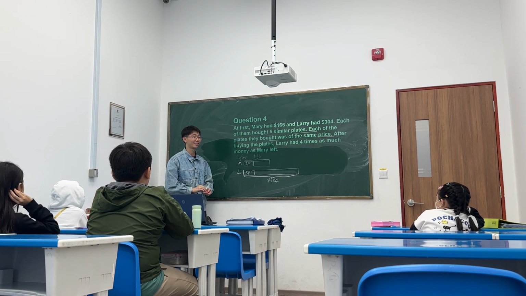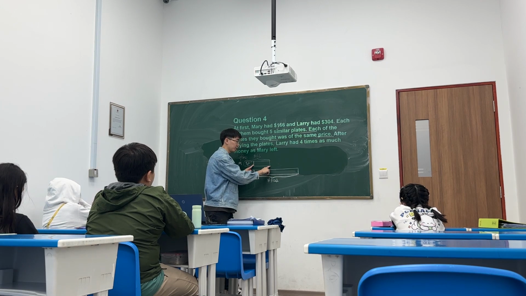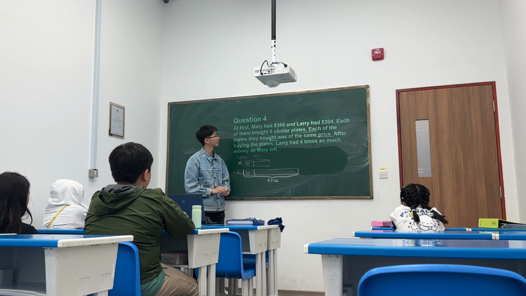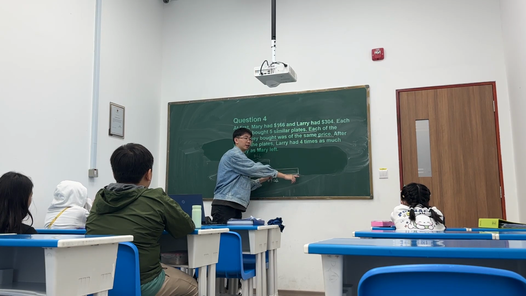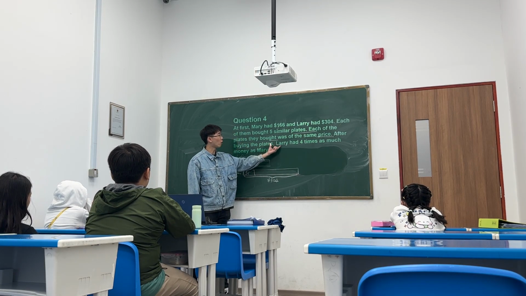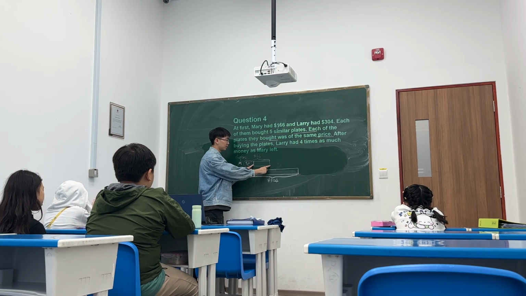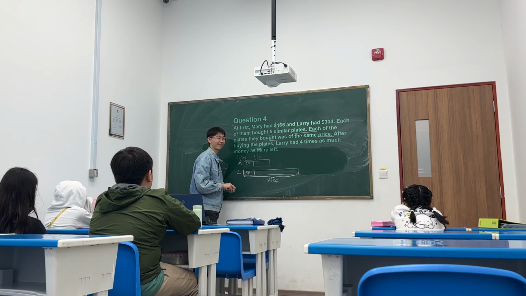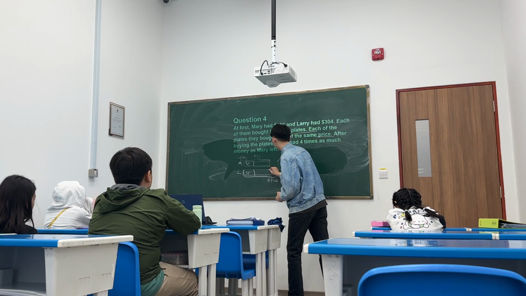Any idea? For the part that is being left, what is their relation? Oh yeah, this is a difference, right? And then Larry had 4 times as much money as Mary left. So that means this part is how many times this part? 4 times, excellent. So let me draw a model here.